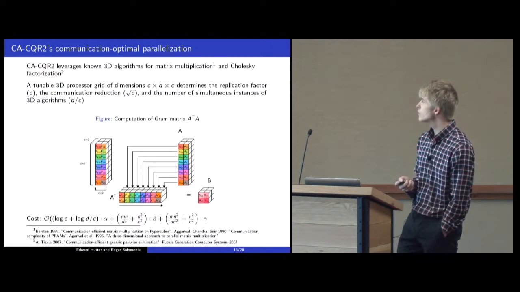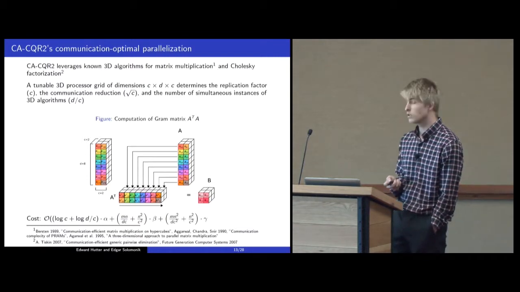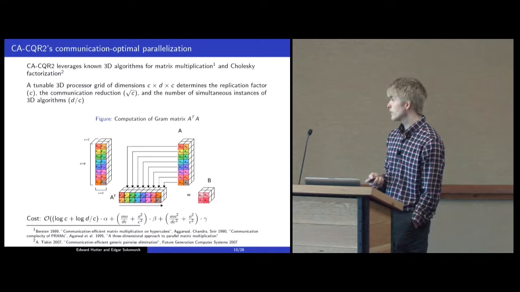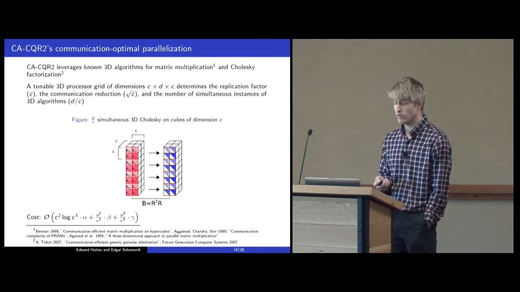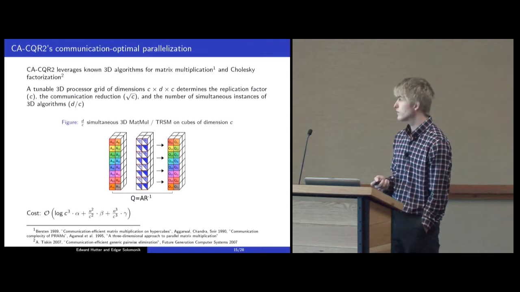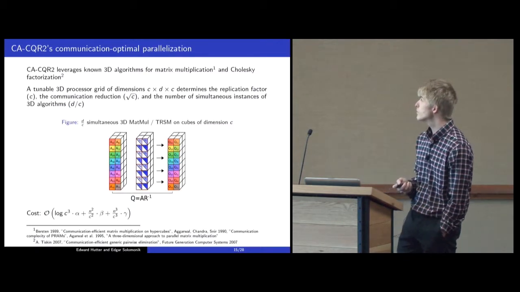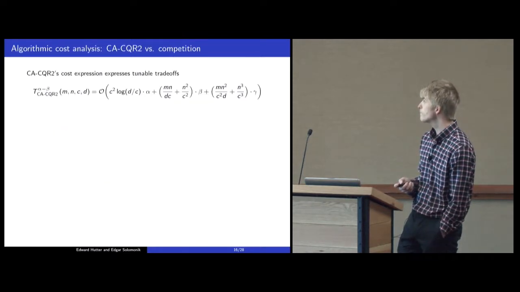And so the three computations are basically the computation of the Gram matrix A transpose A via a sequence of collective routines, D over C simultaneous three-dimensional Cholesky factorizations on cubes of dimension C, and then D over C simultaneous triangular solves on cubes of dimension C.